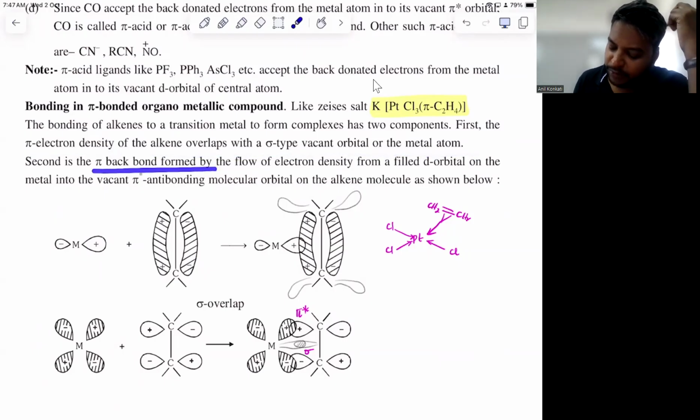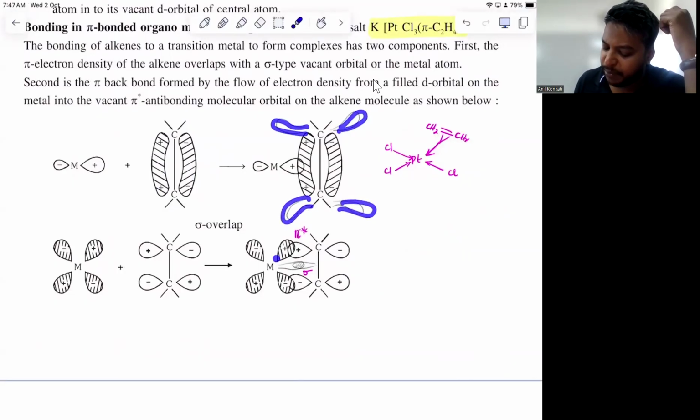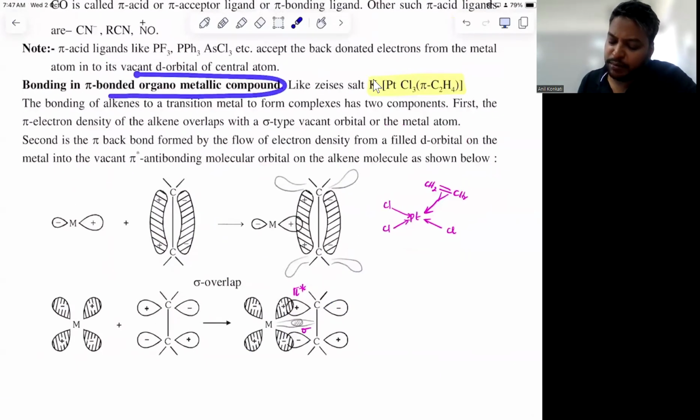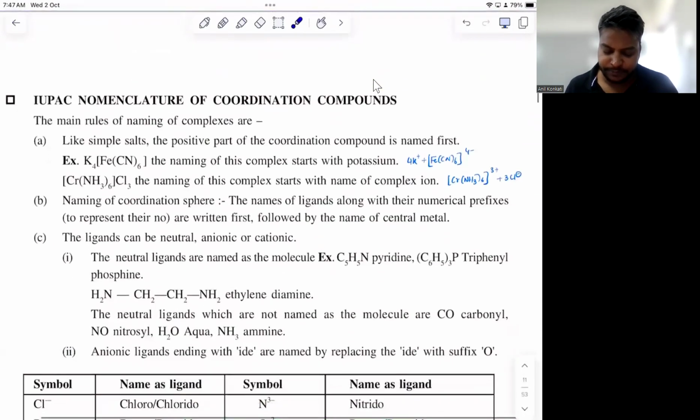The second pi bond formation is the flow of electron density from the filled d orbital of the metal into the vacant pi star. So this is what I have written. See, these are the vacant pi star orbitals, and the metal will have these sigma star, pi star electron density orbitals, so they can make a bond here. So again, there is a synergic bond nature observed. Even in organometallic compounds with pi bonds, we will see this formation of synergic bonds.